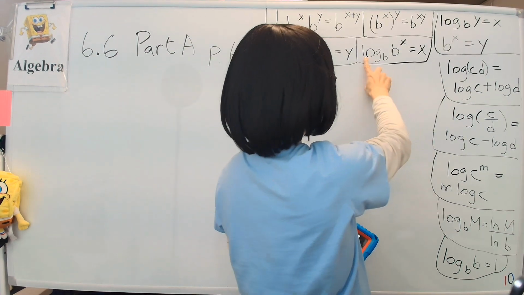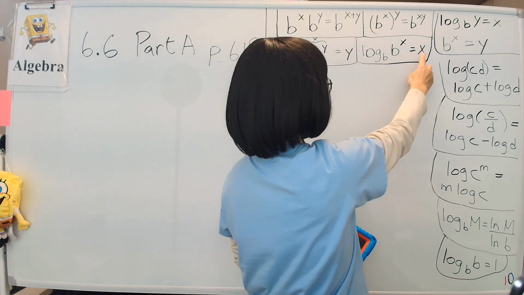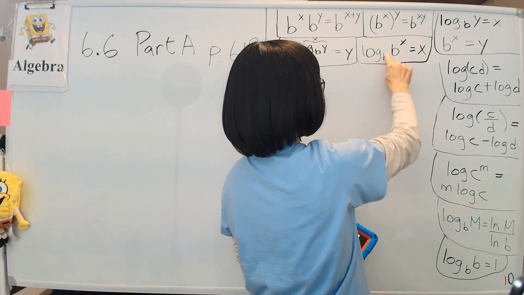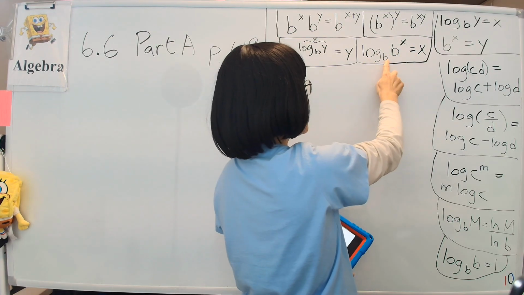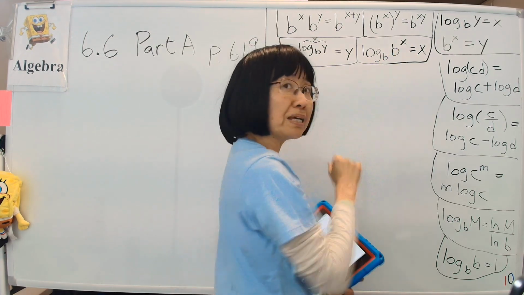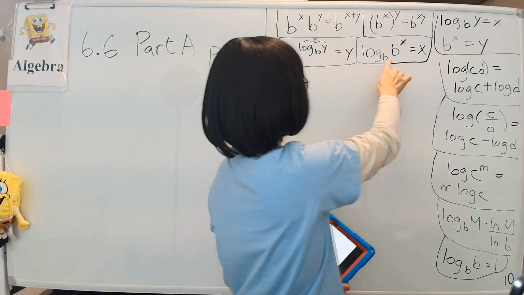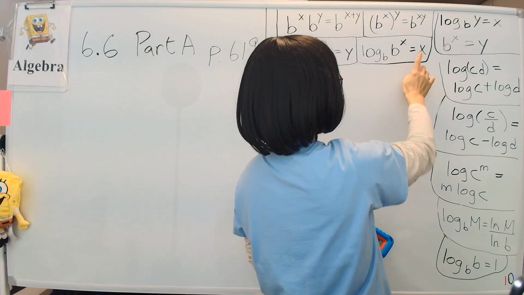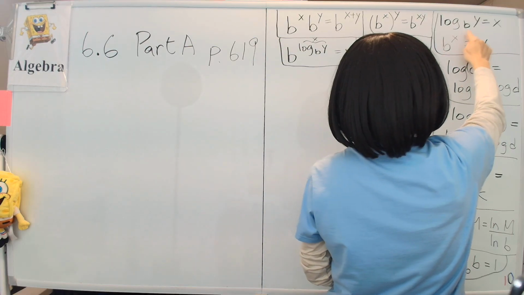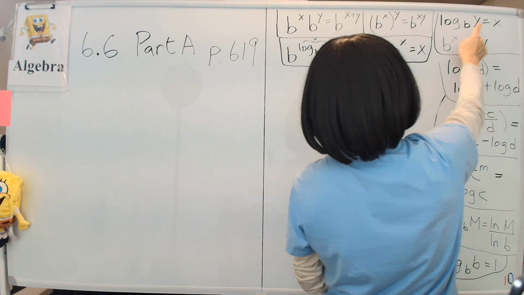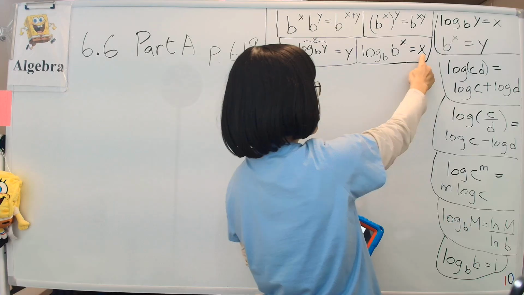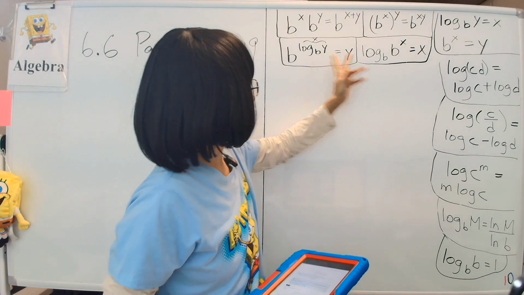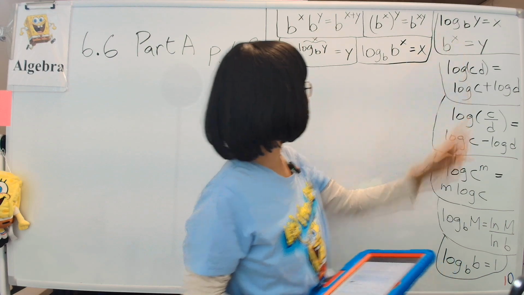And another way of saying it is b to the x power, which means log base b of b to the x. That is, if you have two b's at the same time, this logarithm will just be equal to x, because logarithm means b to what power equals what's inside, and b to the x power equals b to the x power. So these are also equivalent statements of this.